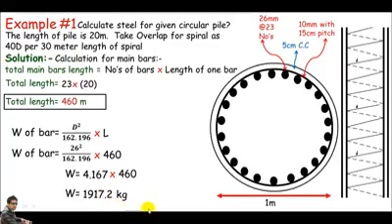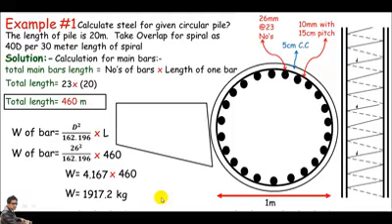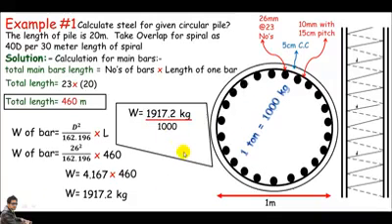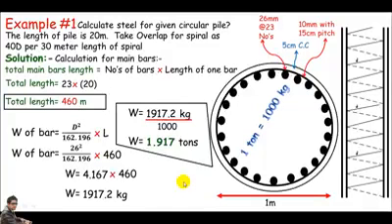The weight must be 1917.2 kg. Yes, but really I don't want the weight of main bars in kg. I want to calculate the weight of main bars in tons. So to convert this into tons, you must divide by 1000, because 1 ton equals 1000 kg, right? So you must get the weight equals 1.917 tons. Yes, I like it. So this was our first approach.